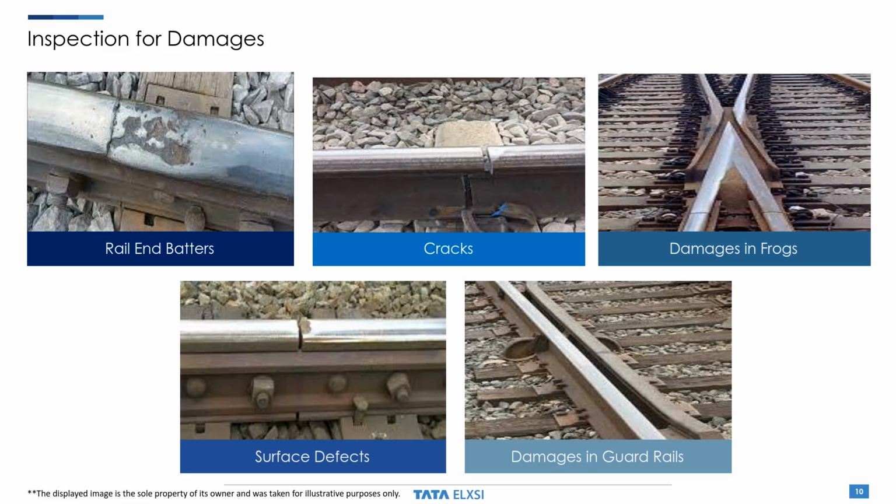In this slide, we are seeing scenarios where we are interested in determining various damages to rail, whether there are cracks in the joint assembly and the rail, whether there are damages in the frogs and guardrails.